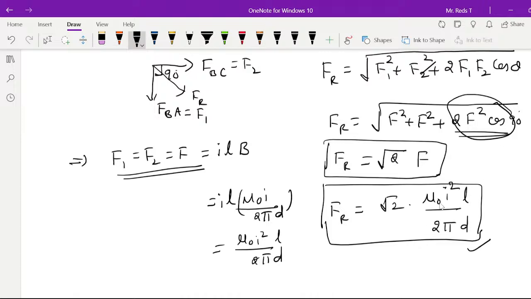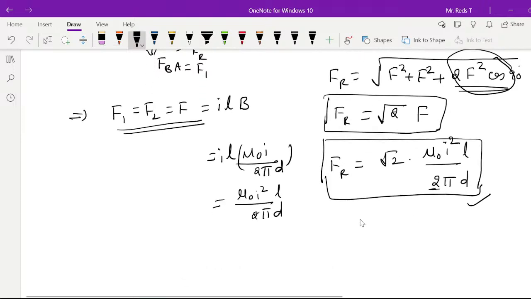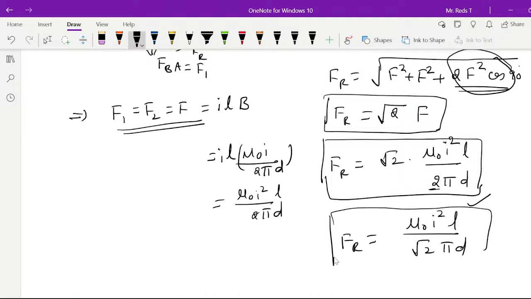So is this there in the options? You can cross check. 2 root 2 mu naught I square L, root 2 part, if you observe, in the numerator part only option C is there, but in denominator nothing is there, but here 2 is there. So if you want to simplify this further, you can write this 2 in denominator as root 2 into root 2. Then final answer becomes Fr is equal to, root 2 cancel, then it becomes mu naught I square L by root 2 pi d. On further simplification, you can write this way also.